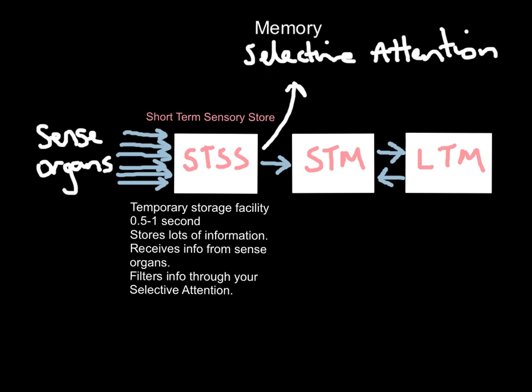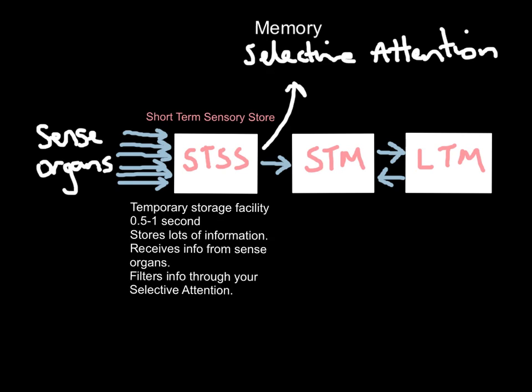Sometimes you'll be asked to identify where selective attention takes place in a memory diagram. Look for where the arrows are going from many to just one. That indicates that your selective attention is occurring somewhere in here. So your selective attention is always occurring inside your short-term sensory store. So we've filtered out and sent one key piece of information through, and we're going to forward that through into our short-term memory.